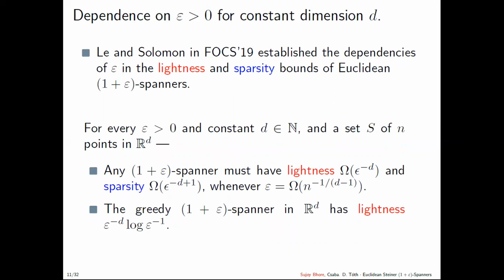All right. So there is a series of work, and then there is a work of Lee and Solomon in FOCS 2019 that established the dependencies of epsilon and the constant dimension d in the lightness and sparsity bounds for Euclidean 1+ε spanners. They showed that any 1+ε spanner must have lightness epsilon to the power minus d and sparsity epsilon to the power minus d plus 1, whenever epsilon is omega of n to the power minus 1 by d minus 1. Moreover, they proved that the greedy 1+ε spanner in d dimensions has lightness epsilon to the power minus d times log epsilon to the power minus 1.